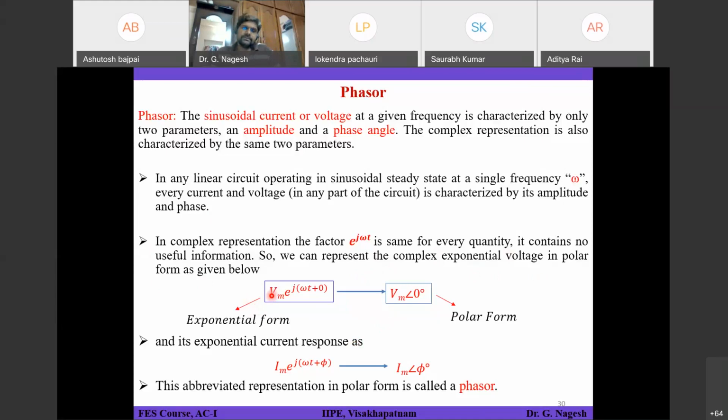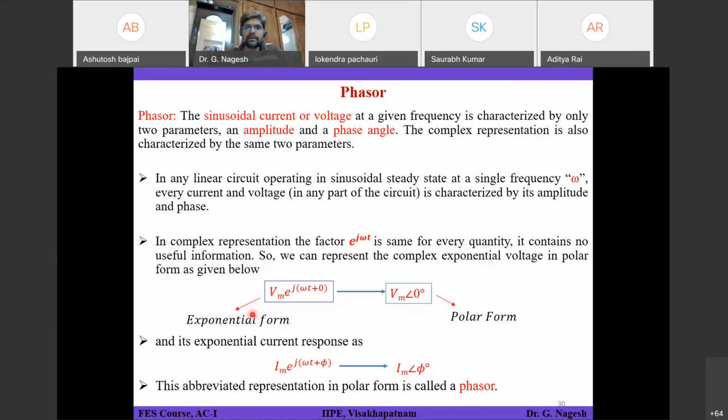So what we are trying to do is, e power j omega t, omega will be given by the source. Source will have some frequency. That frequency is represented by omega. Omega is called the angular frequency. So that frequency remains the same in the entire circuit, in an entire linear circuit.